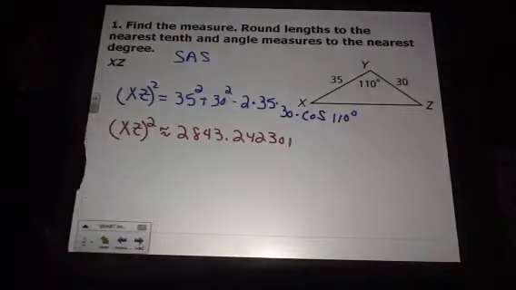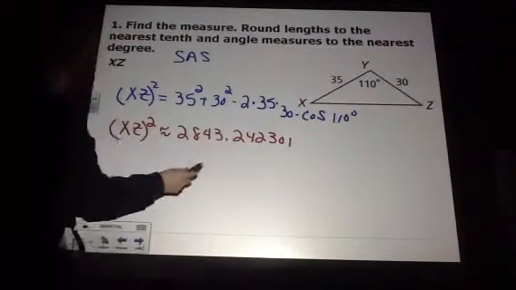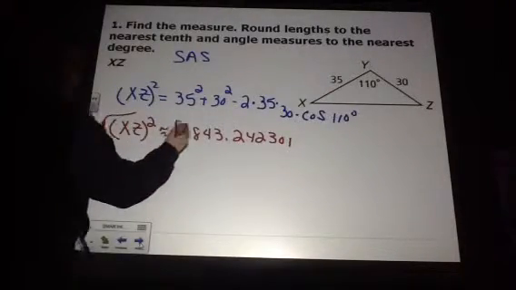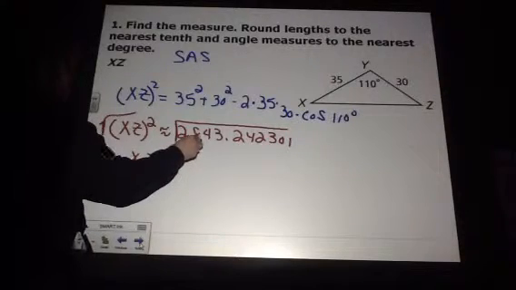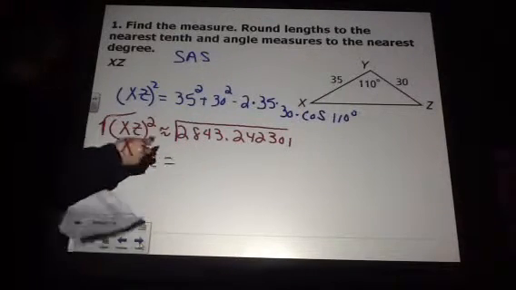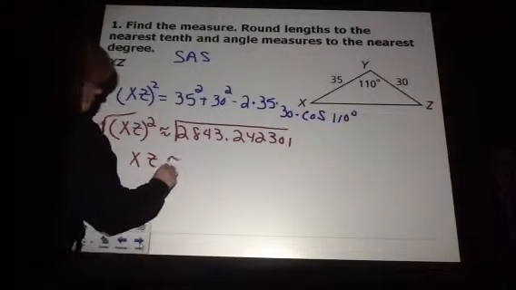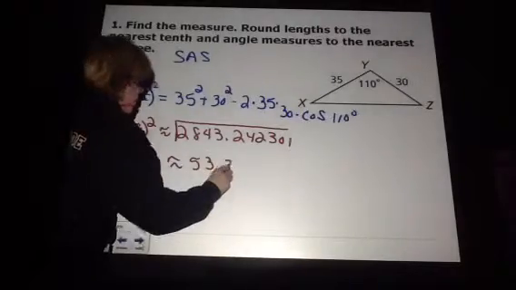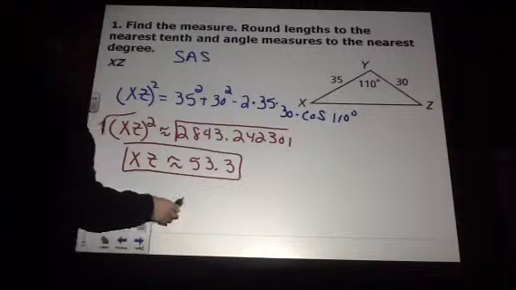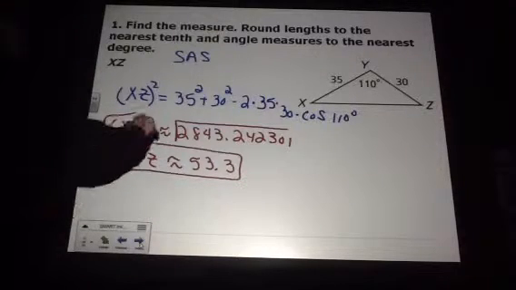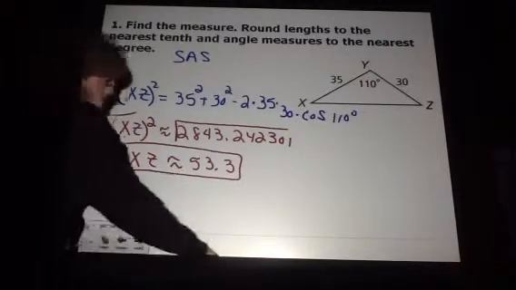Now, you don't want to erase your answer. You want to keep it in your window, and then go ahead and take the square root of both sides. So then you get the measurement of XZ, and we're going to round to the nearest tenth, so it's approximately 53.3. Now, if you're not getting 53.3, you need to see me in class tomorrow because you're rounding too early instead of waiting until the end to round.